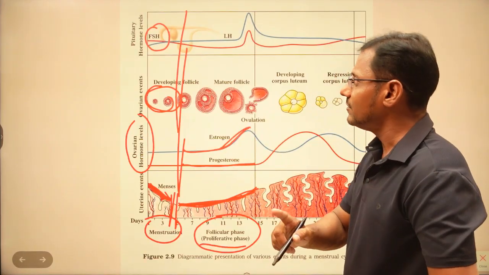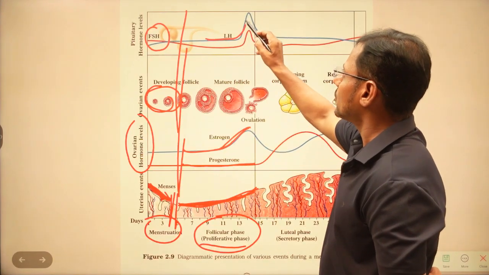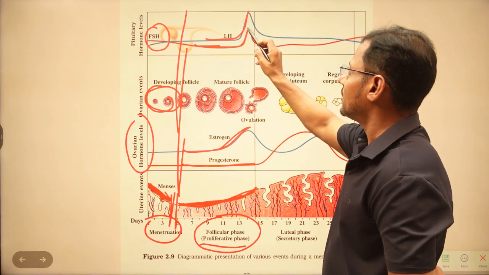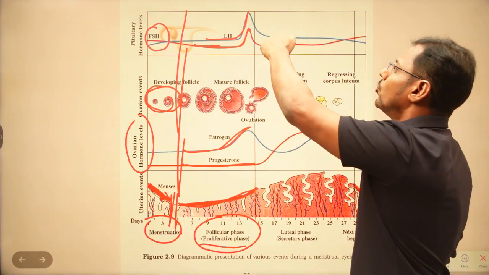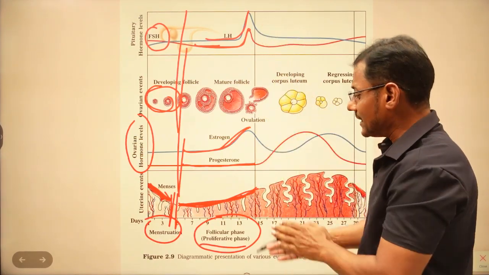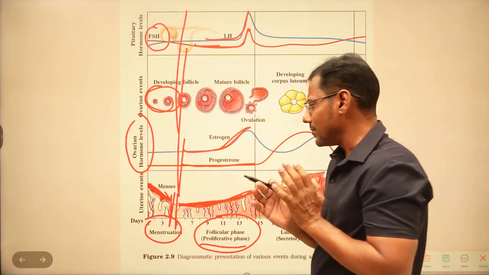Estrogen levels are high here, and the luteinizing hormone levels are going to peak, and even the follicle stimulating hormone levels are also going high here, right? So they are reaching their high levels at the end of the follicular phase. You must remember this one.